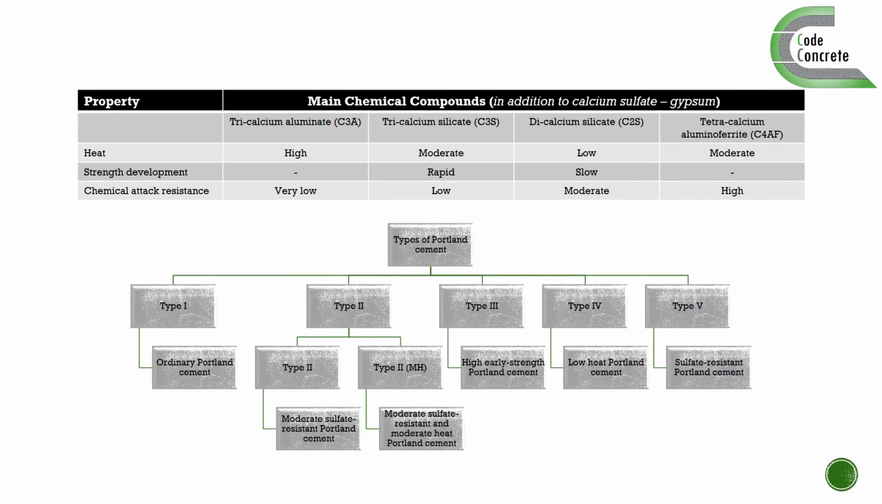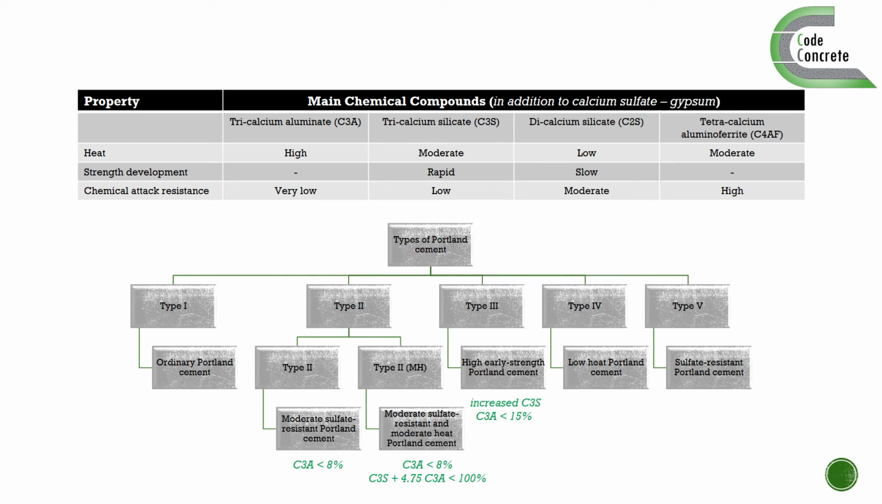Thereby, for type 2 Portland cement, which is moderate sulfate resistant, the amount of tricalcium aluminate C3A is limited. For type 2 MH Portland cement, which is moderate sulfate resistant and moderate heat generating, not only the amount of tricalcium aluminate C3A is limited, but also the amount of a certain combination of tricalcium silicate C3S and tricalcium aluminate C3A is limited.